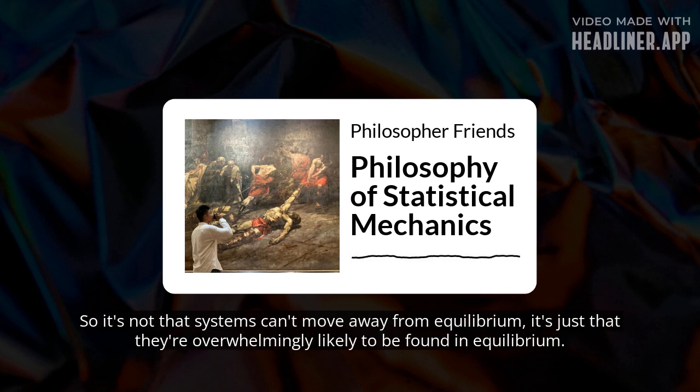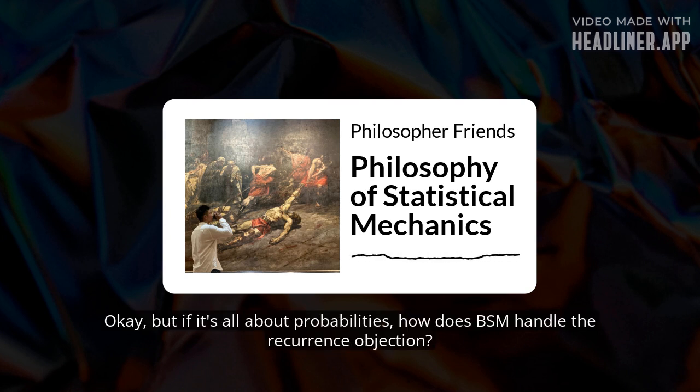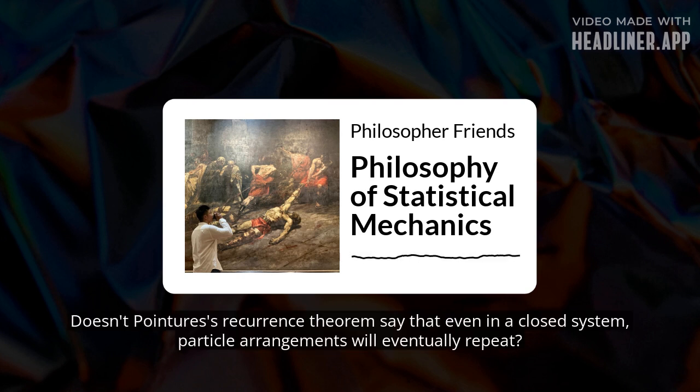So it's not that systems can't move away from equilibrium. It's just that they're overwhelmingly likely to be found in equilibrium. That's a great way to put it. Okay, but if it's all about probabilities, how does BSM handle the recurrence objection? Doesn't Poincaré's recurrence theorem say that even in a closed system, particle arrangements will eventually repeat?